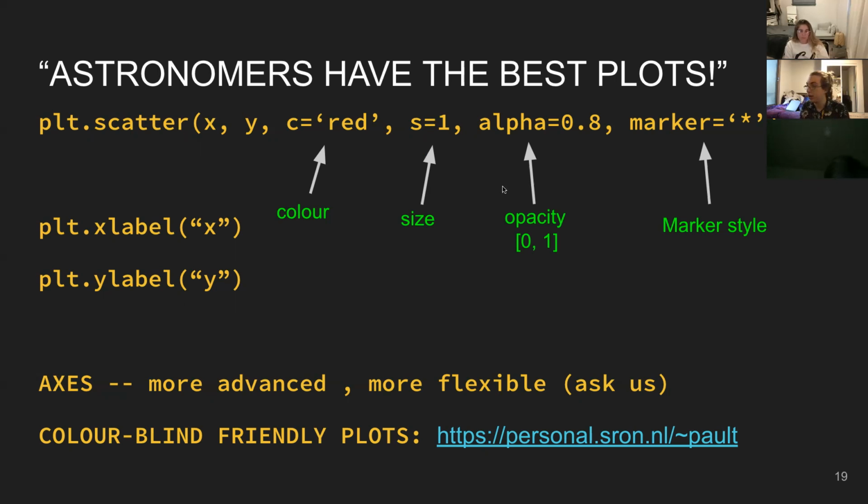You can always do that. You can change the opacity going from 0 to 1, so 0 being super transparent and 1 being full opacity. And then you can change the marker style. So if you want, you could do stars, triangles, squares, circles, filled circles, open circles, it doesn't matter. There's tons of different options out there.